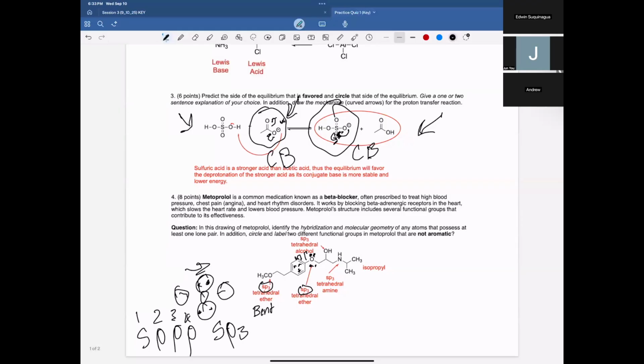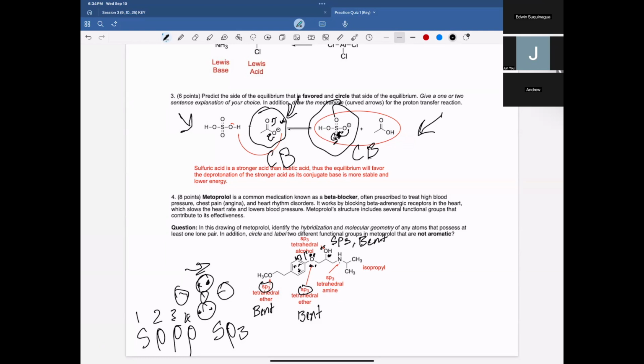Does anyone have an idea on what shape that oxygen is? Yes. Thank you. All right, same thing for this one: 2 lone pairs, 2 bonds, sp3. It's also bent. It's the same as the last two.